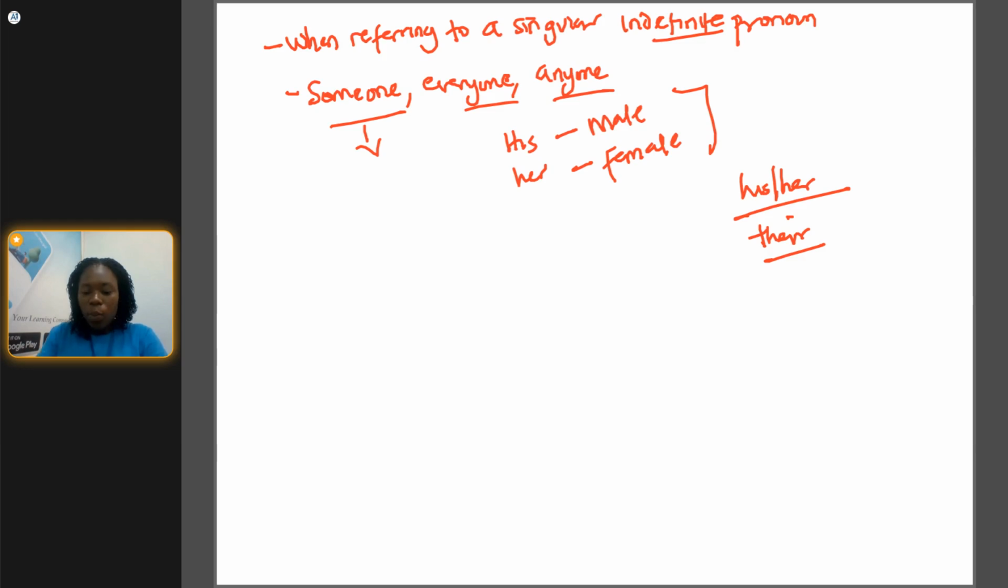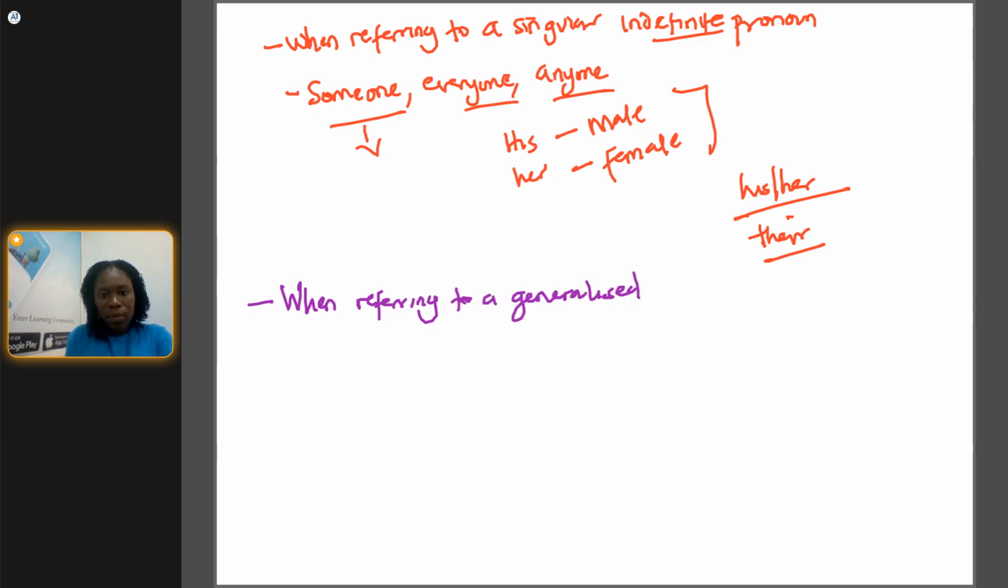All right. The third point where you are exempted to use this is when referring to a generalized person. When referring to a generalized person.